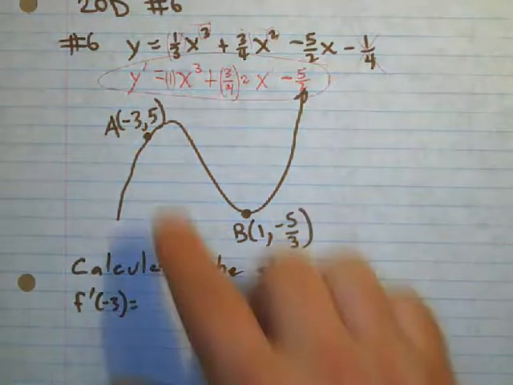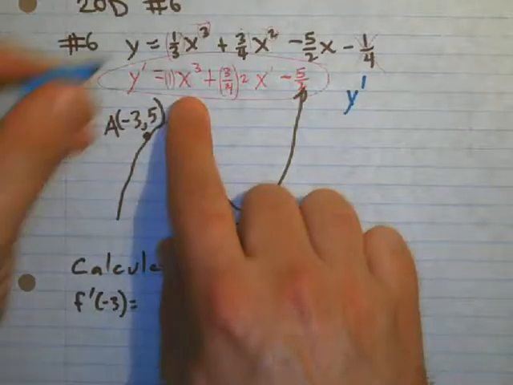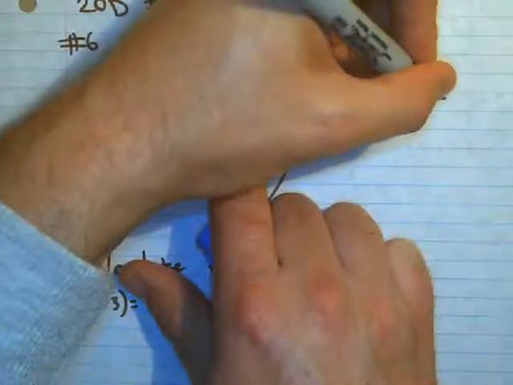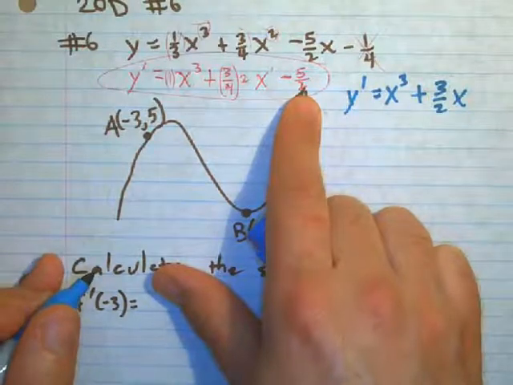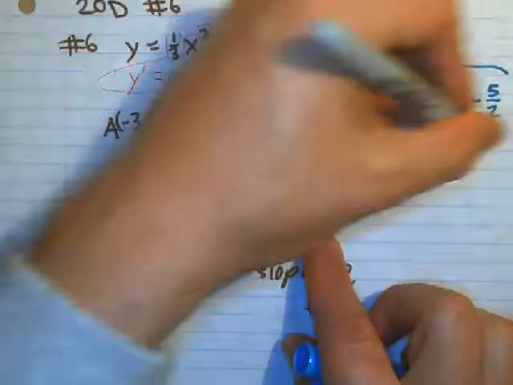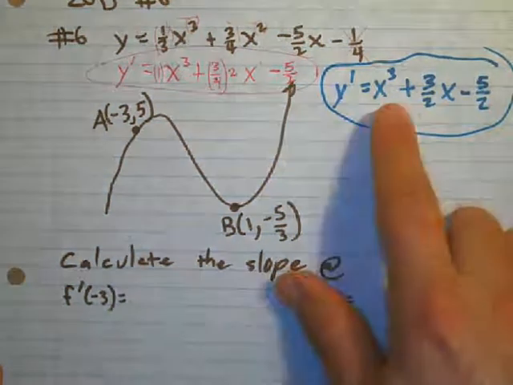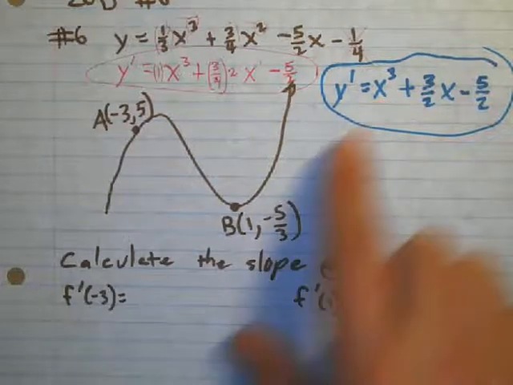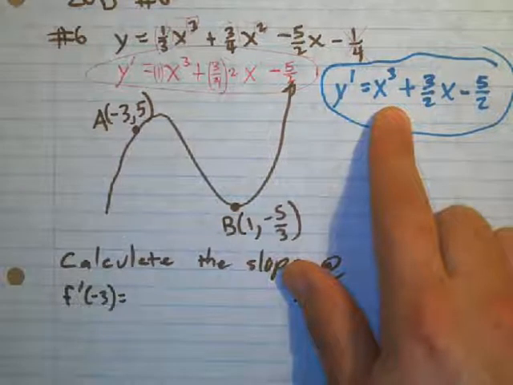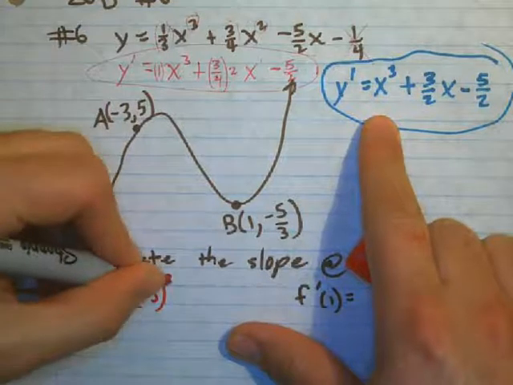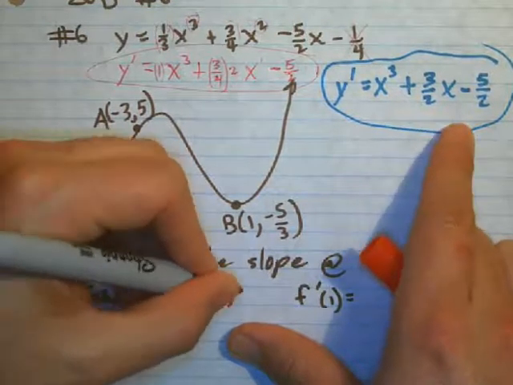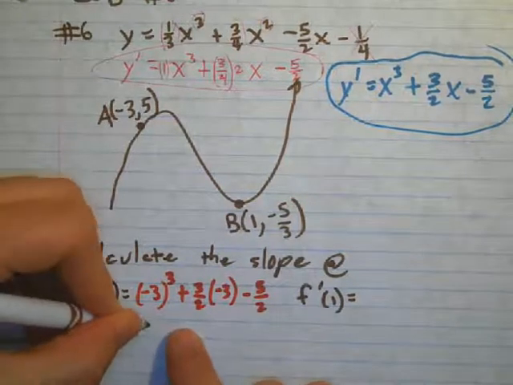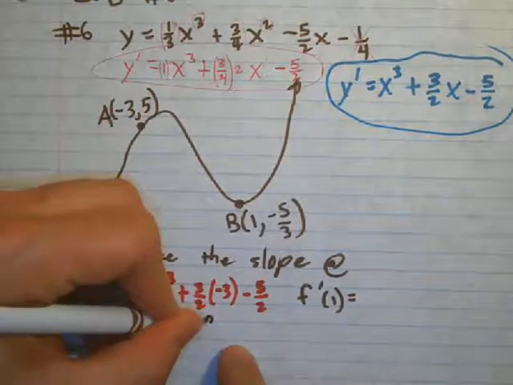Let's rewrite that without this stuff here. Let's simplify this. So I have y prime equals x cubed plus 3/4 times 2 is going to give me 3 over 2x and minus 5 over 2. Okay, so here is my derivative function, and all I have to do is simply plug in negative 3 in here to get the slope, and plug in 1 in here to get the slope. So let's do that. If I plug in negative 3 here, we end up with negative 3 cubed plus 3 over 2 times negative 3 minus 5 over 2. Okay, so negative 3 cubed is negative 27, minus 9 over 2 minus 5 over 2.